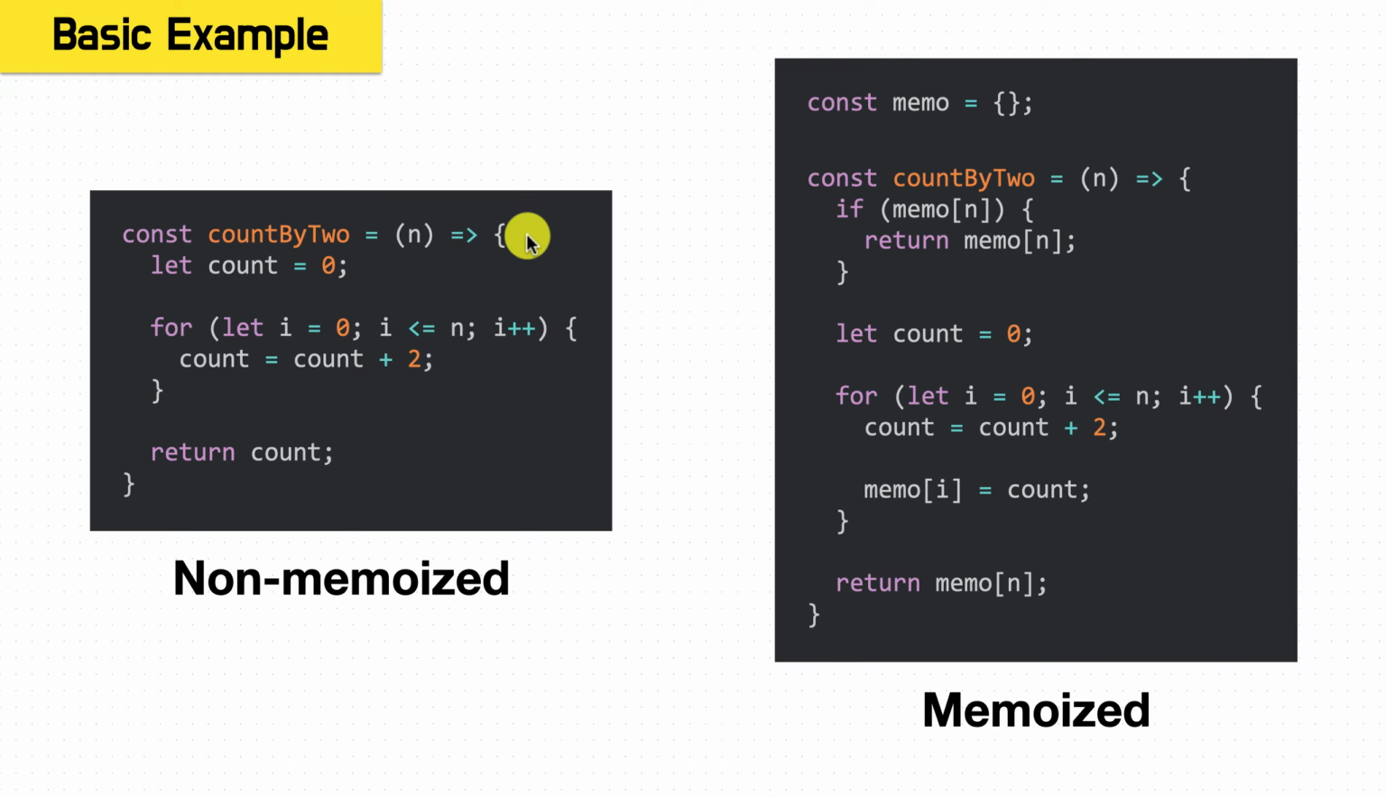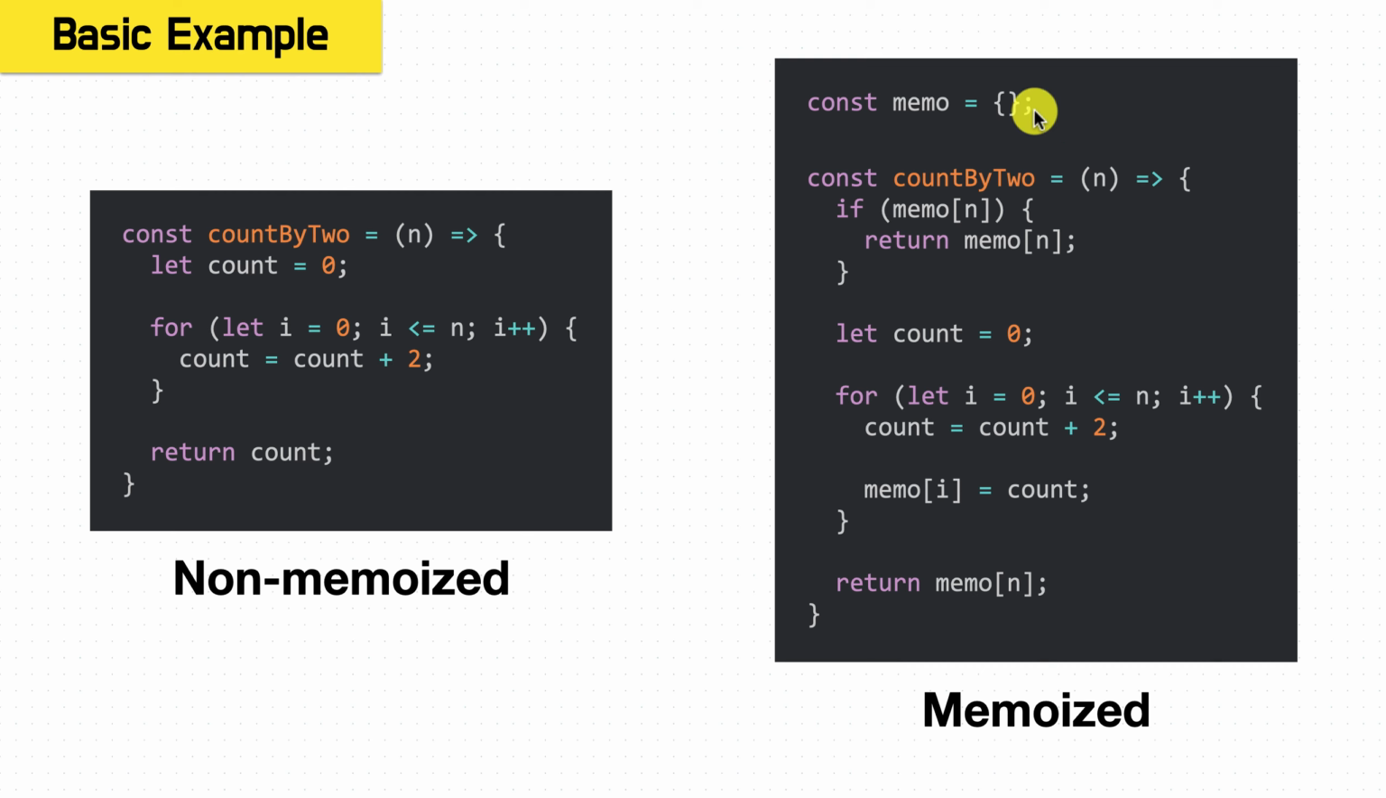So let's first look at the non-memoized version. We take a value 10, we start at 0, and we go from 0 to 10 and add 2 each time. So 0, 2, 4, 6, 8, and so on, until we reach the value of n, which is the number of times we wanted to add 2, or count by 2. Then we return that count. And we can see this operates in O of n linear time, because we go from 0 to n each time.